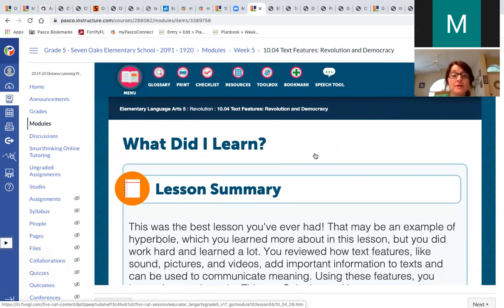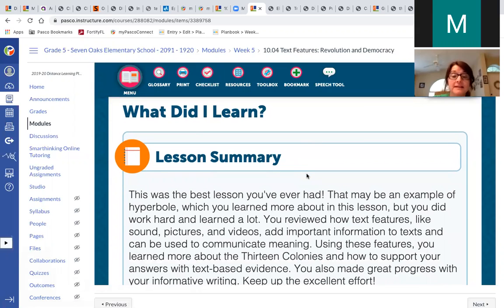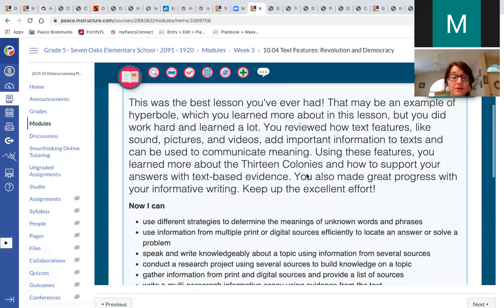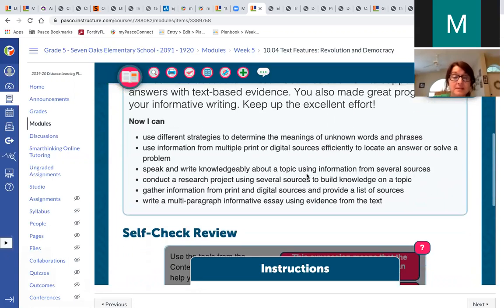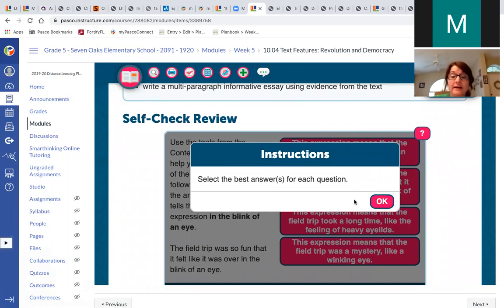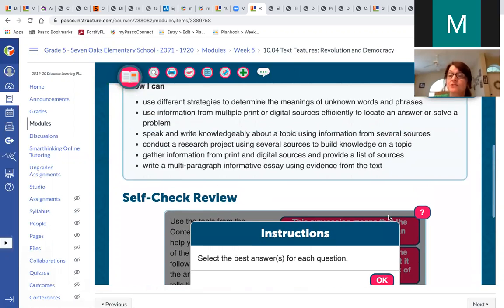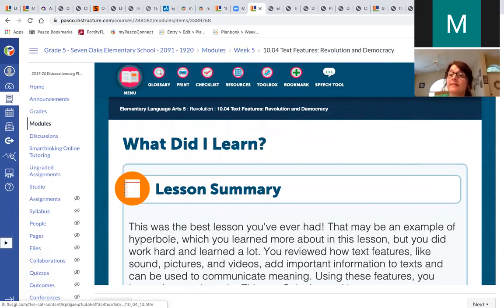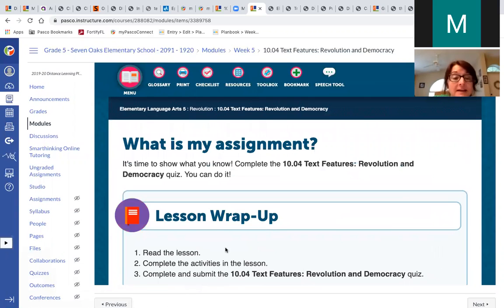And then what did I learn? So we're wrapping up lesson summary, okay? So you're gonna go ahead and read through this lesson summary slide and go ahead and complete the self-check review. There's instructions here, so go ahead and select the best answer for each question. And then that's going to lead us up to the what is my assignment?